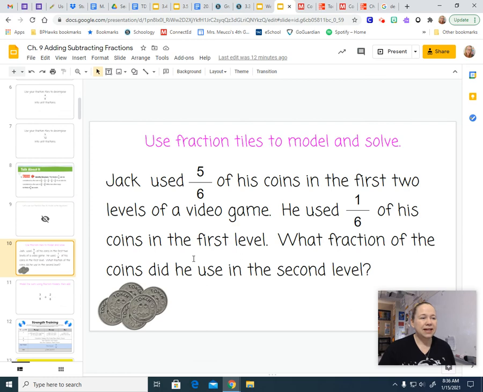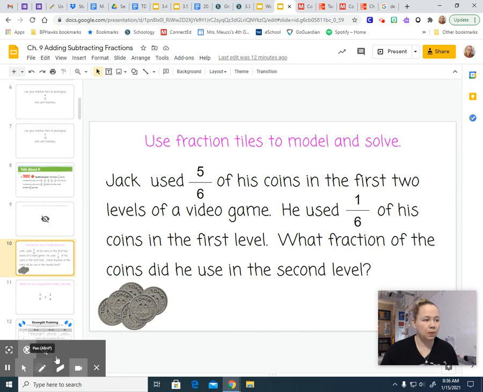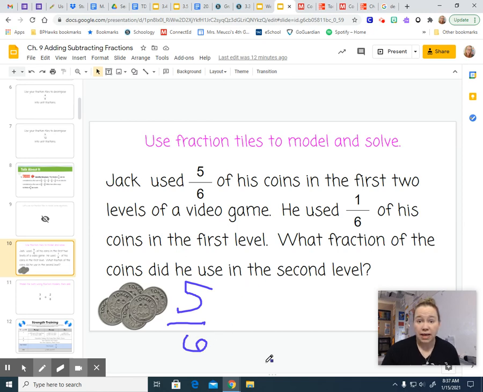All right, let's think about this one now. Jack used 5/6 of his coins in the first 2 levels of his video game. He used 1/6 of his coins in the first level. What fraction of the coins did he use in the second level? So we know that in total, Jack used 5/6 of his coins. And in the first level, he used 1/6. How many did he use in the second level? Well, that's an equal sign.